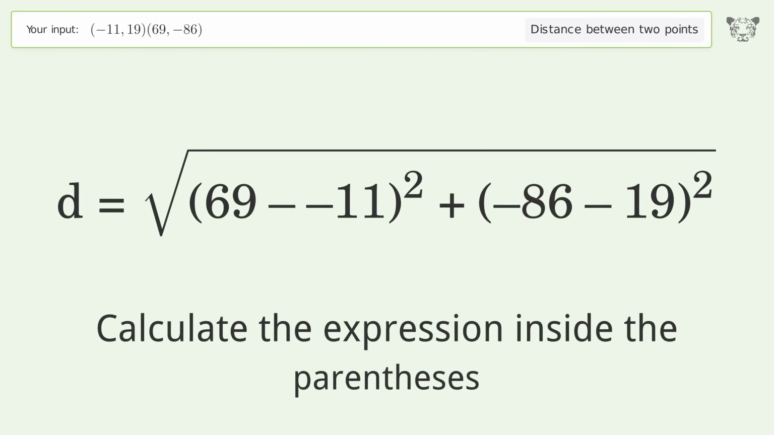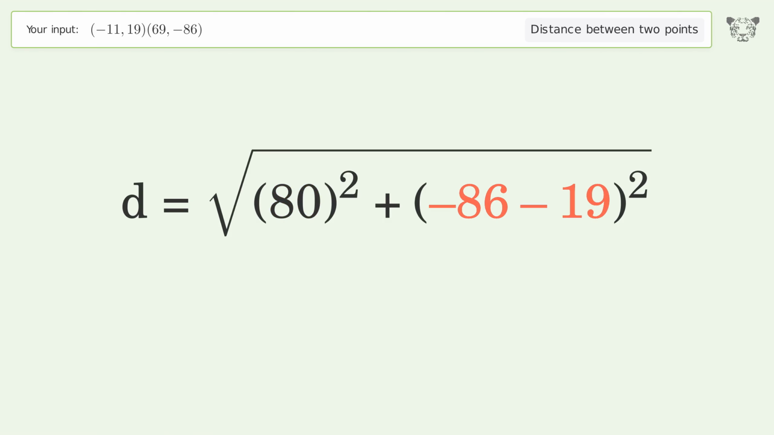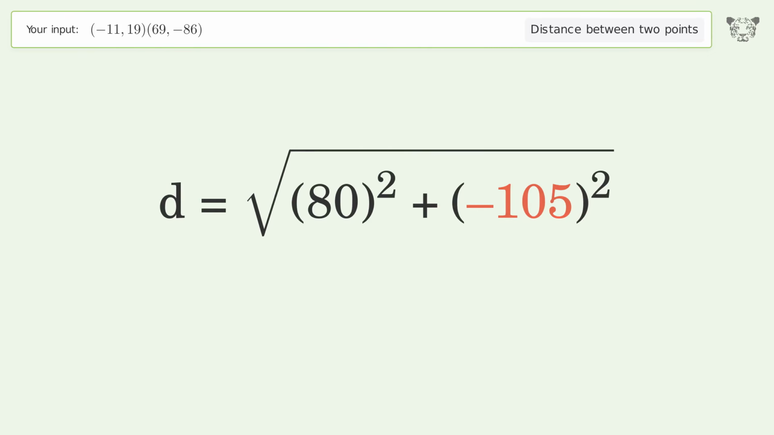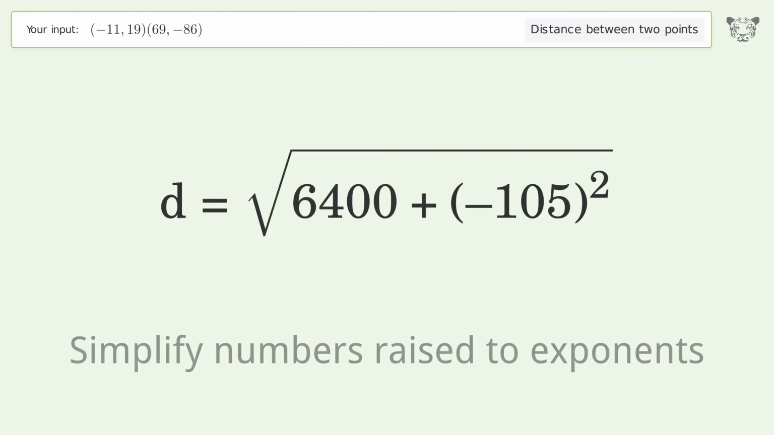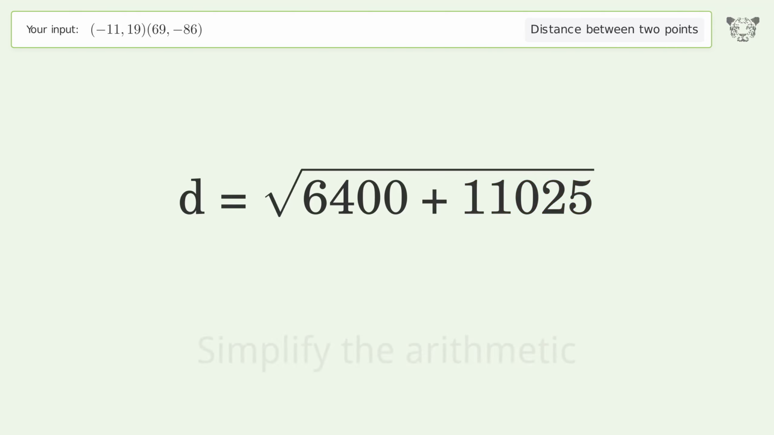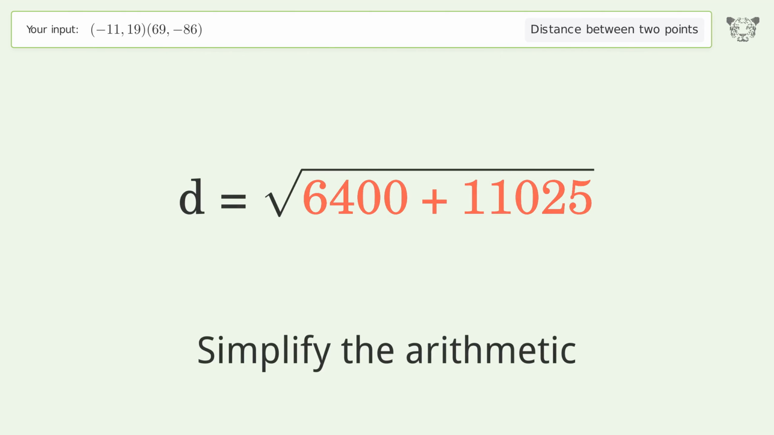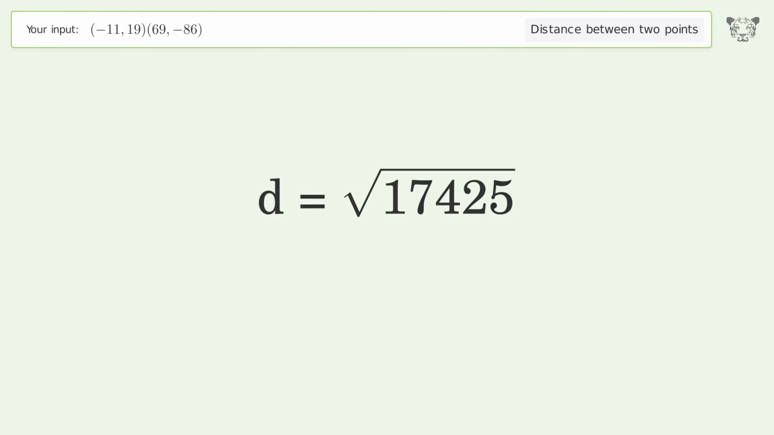Calculate the expression inside the parentheses. Simplify numbers raised to exponents. Simplify the arithmetic. And so the distance between the 2 points is the square root of 17,425, or 132.004.